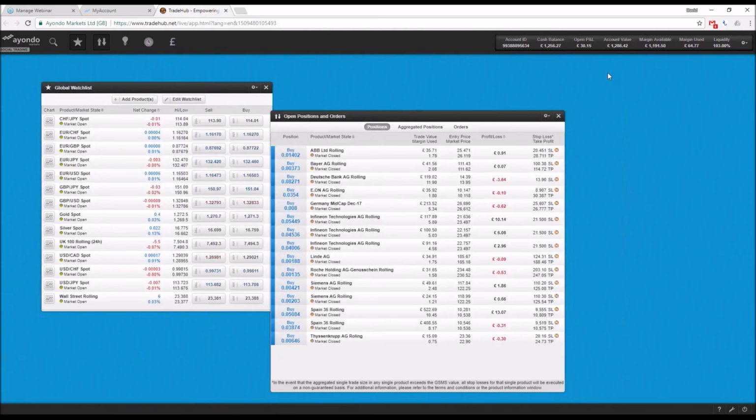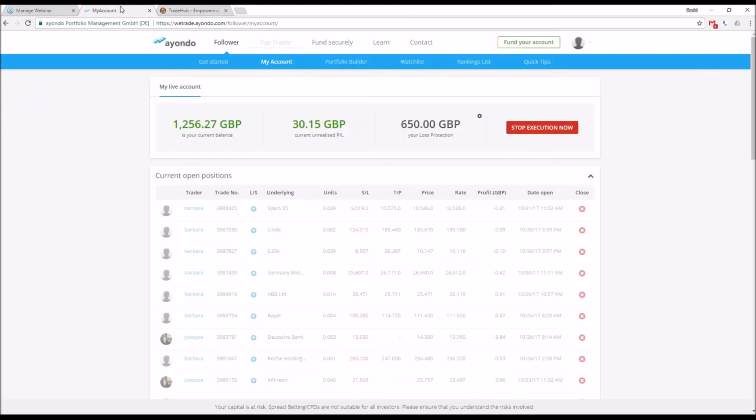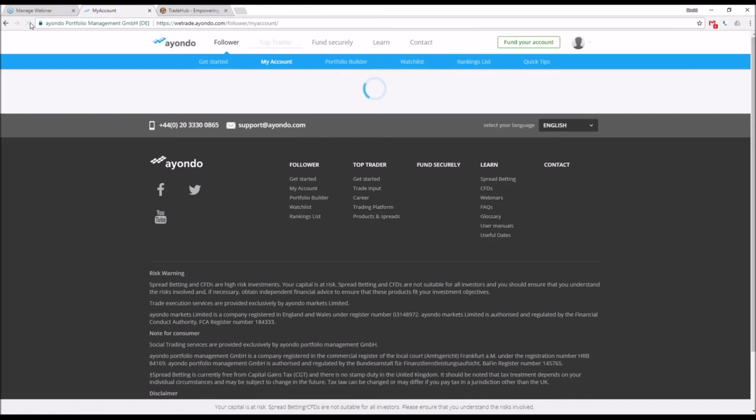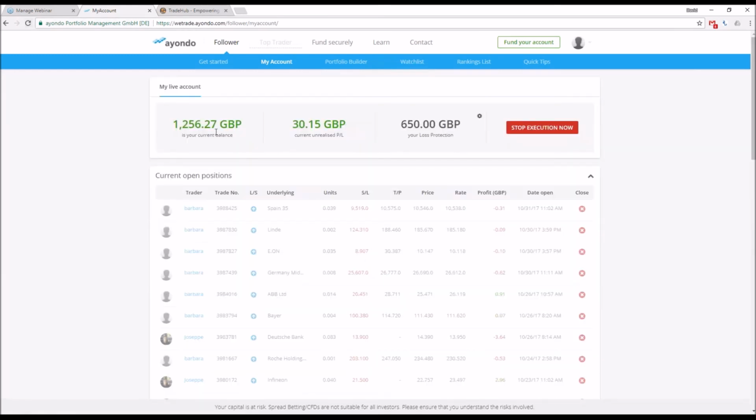Someone's saying, which one do I look at? Like I said, what I look at is just the WeTrade version. The really high level view, because all I'm concerned about is my running P&L and the balance of the account. So I'm not too bothered about whether Barbara bought the DAX 15 minutes ago, or whether Josep is going short Facebook. I really want to just focus on this high level view.